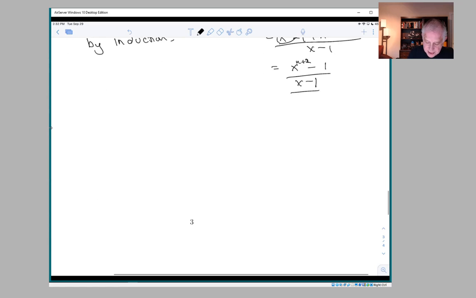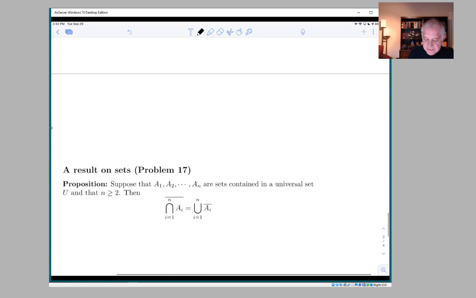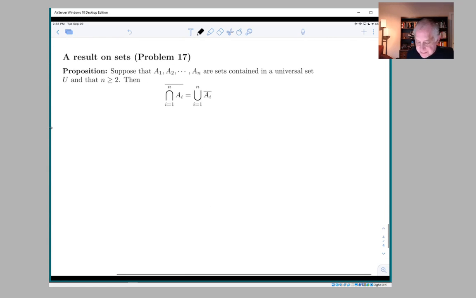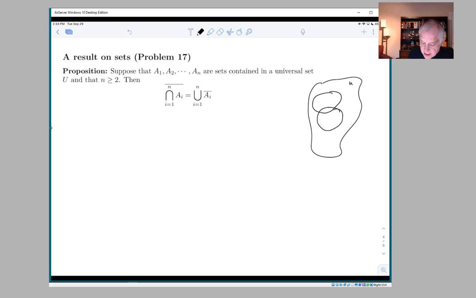And now let's do one which is a little bit different. It's a statement about sets. So it says, suppose you have some universal set. Here it is. There's U. And then you have a bunch of sets inside the universal set. Here they are. And it's saying that if you, maybe I will put 3 of them.